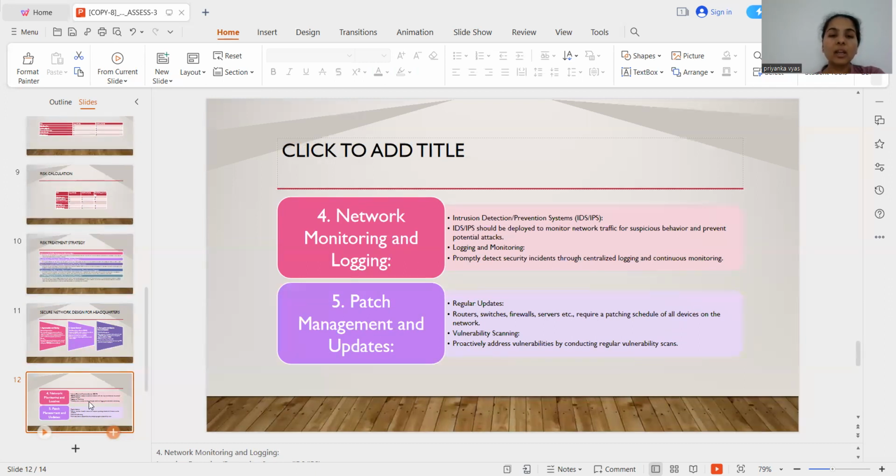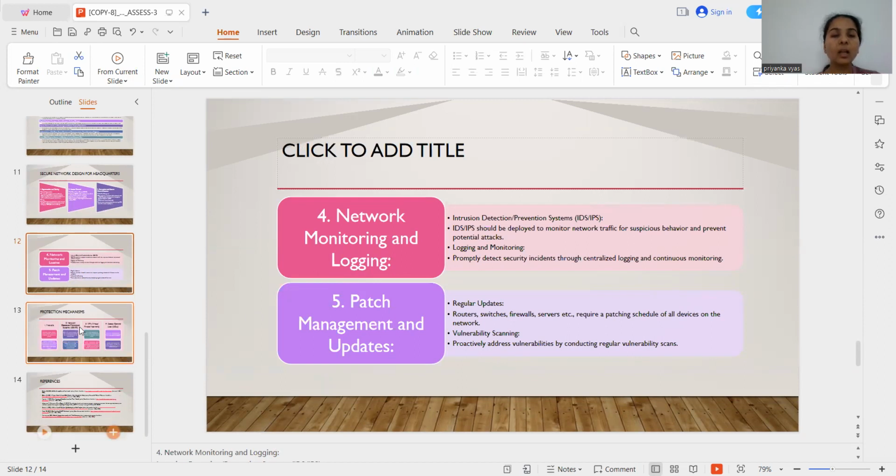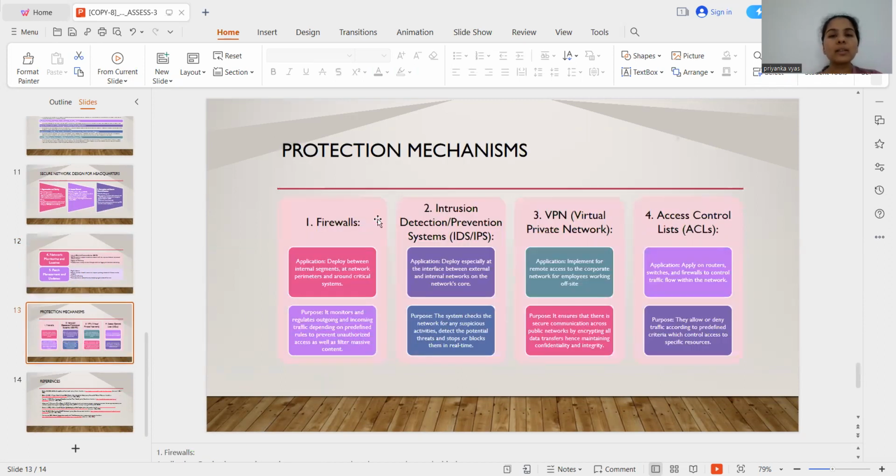And in fifth, patch management and updates. In that, regular updates of routers, switches, firewalls, servers, etc. require a patching schedule for all devices on the network. Vulnerability scanning: proactively address vulnerabilities by conducting regular vulnerability scans. After that, protection mechanisms are given.